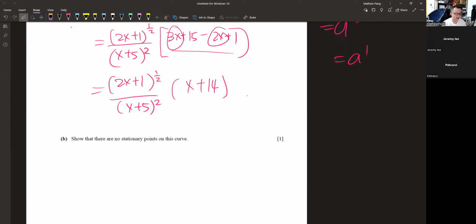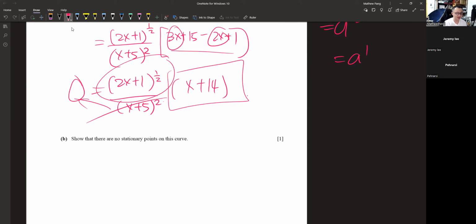And then show that there's no stationary point on this curve. So you want to show there is no stationary point. I think you can just copy the whole thing, make equals to 0. And then you have both equations. This one will equal to 0, and this one cancels already. Multiply 0 is still 0. And then this one equal to 0. So you have 2x plus 1 equal to 0, x is negative 1 over 2.